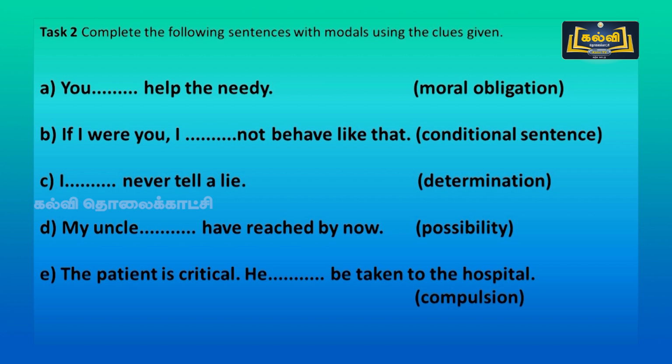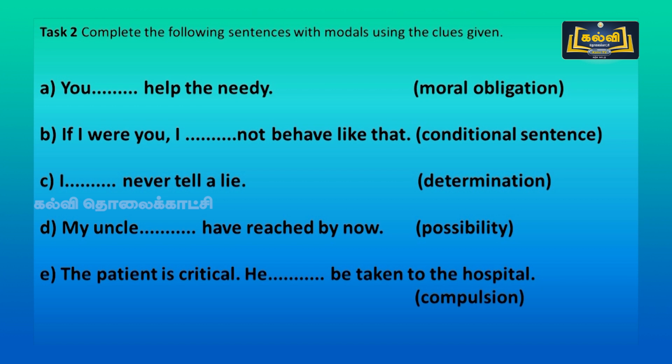Coming to the next one, C. I dash never tell a lie. And here the clue is given as determination. Right. Yes. The answer is will. I will never tell a lie.